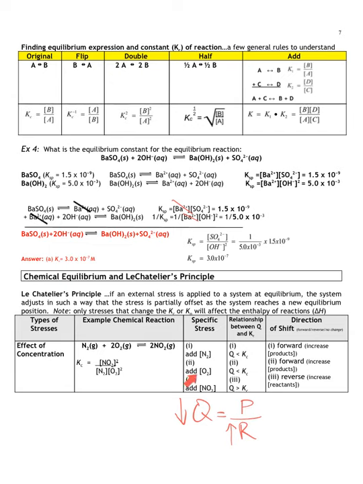Let's go to adding O2. This is a stress, bad thing. So you're going to find a way to decrease the O2. How do I decrease the O2? I'm going to shift it forward. So I'm going to shift the reaction to go forward. By shifting the reaction to go forward, I'm making more products to try to get Q to equal Kc, and that means the forward direction will speed up until I reach equilibrium again.